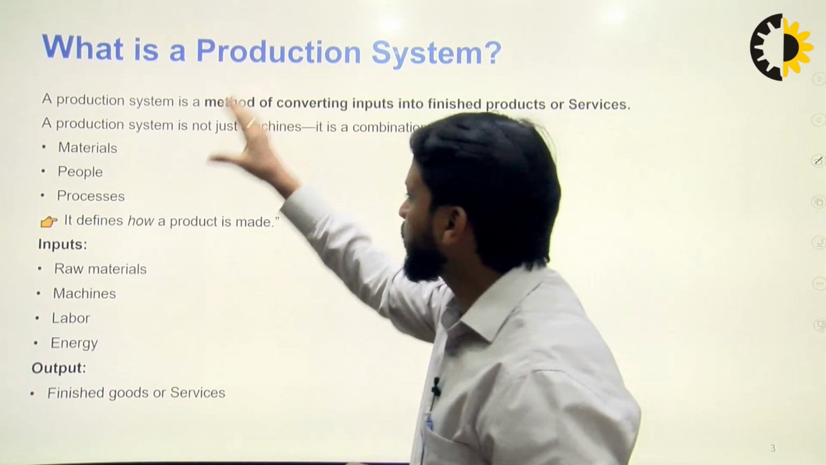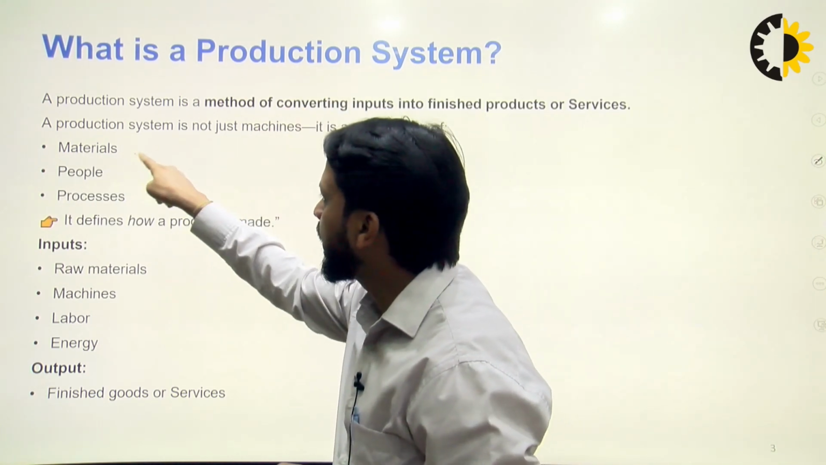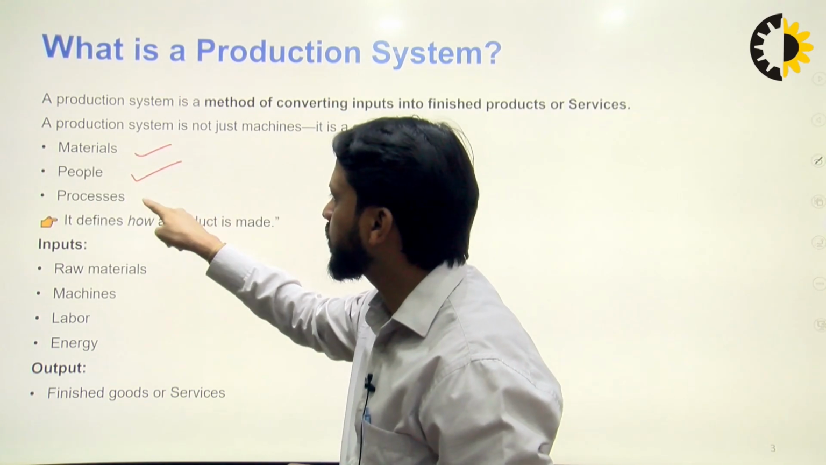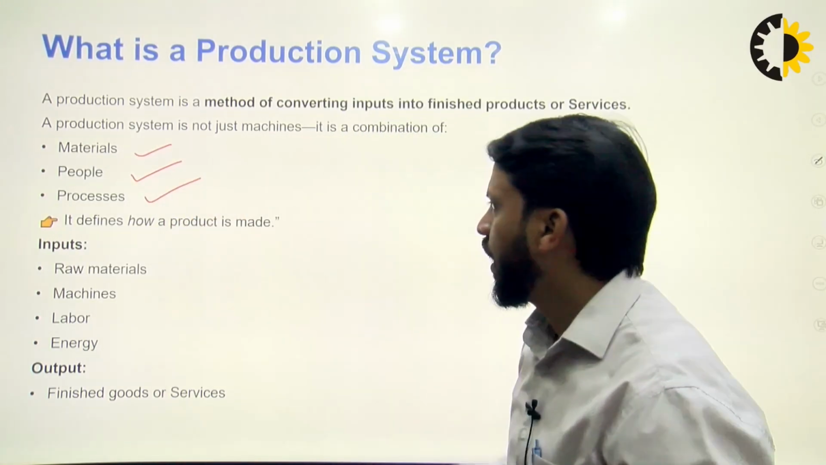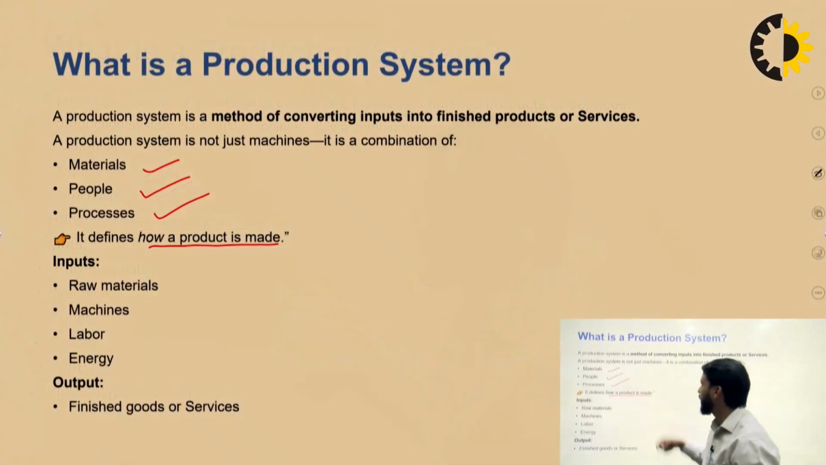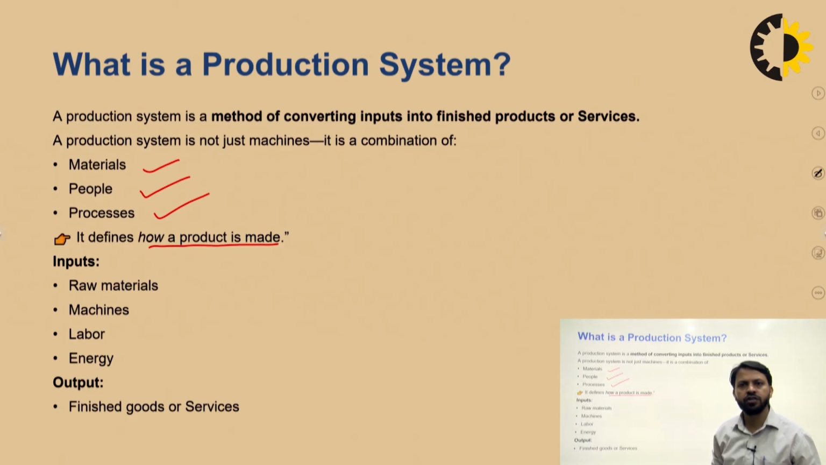So in the whole production system, you have to think of materials, human resources, and the process itself, and it will define how a product is made. This production system consists of all the manufacturing aspects, all the human resource aspects, all the cost viability, etc.